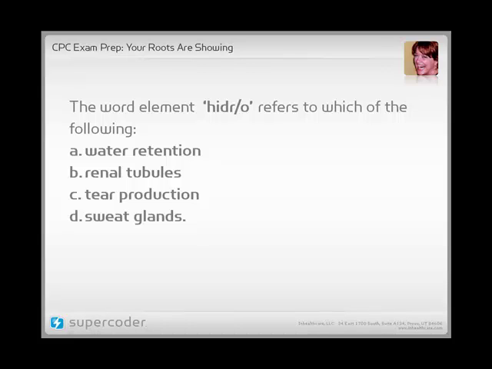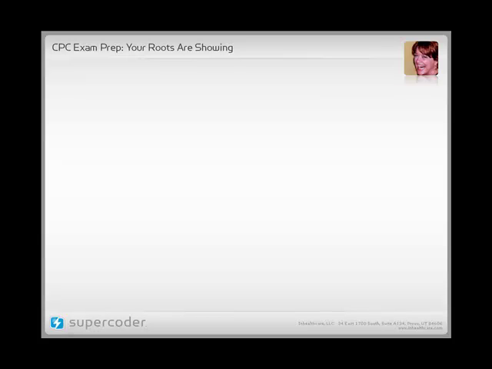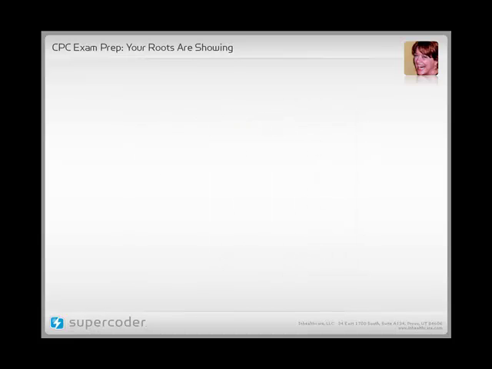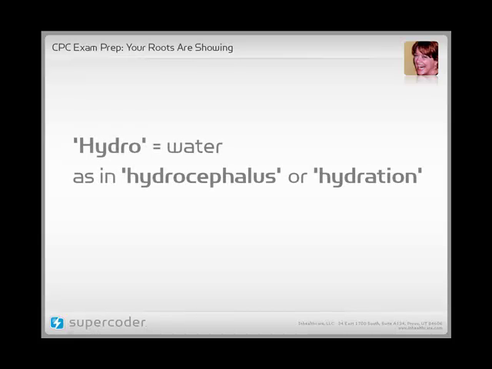It's D, sweat glands. But don't feel badly if you didn't know the answer, because this question is trying very, very hard to trip you up. Let's look at what this evildoer is doing. One thing this tricky question is doing is trying to see whether you know the difference between the root hydra, sweat gland, and the root hydro, which means water, as in hydrocephalus, or water on the brain, or a word like hydration. So the incorrect choices in the multiple choice questions are related to watery things like kidneys and tears.